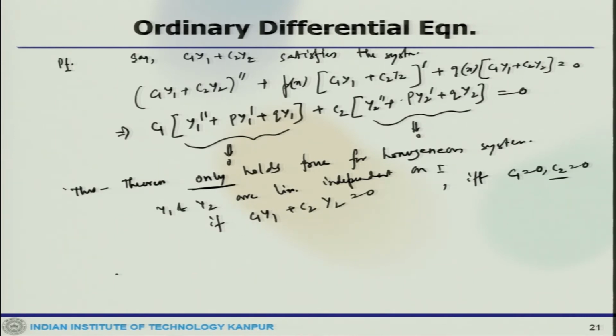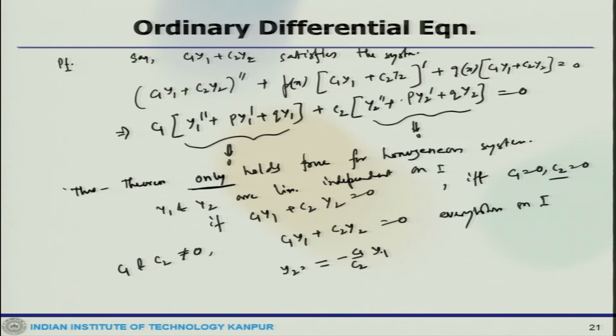Now, assuming both C1 and C2 are not 0, then C1 y1 plus C2 y2 is 0 everywhere on I. So, we can have y2 equals minus C1 by C2 times y1 if C2 is not equal to 0, or y1 equals minus C2 y2 by C1 if C1 is not equal to 0. So, either of those cases. Now, if y1 and y2 are not linearly independent, then they will be proportional to each other.